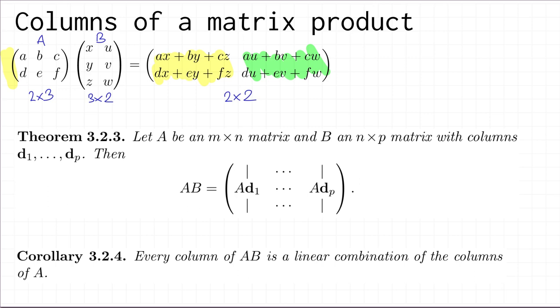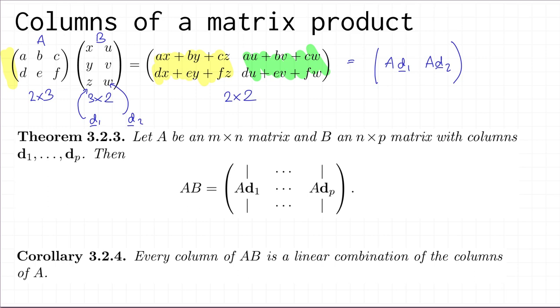So we could express what we've got here as being the first column is A times D1, where D1 is the first column of B. So let's just label this. This first column here is going to be D1, and this second column there is going to be D2. And what we've got there is just AD1 and AD2. So a matrix times a column vector, the first column of B, and then a matrix times a different column vector, the second column of B.